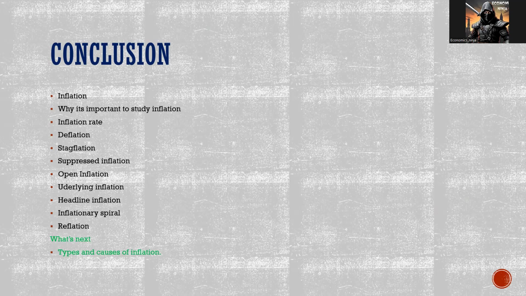Then inflationary spiral, we said this is a situation where prices are causing wages to go up, and then wages are causing prices to go up, and it goes on and on like that. Then reflation, we said this refers to deliberate policies that are implemented by the government to inflate the economy, to cause prices to go up, so that it can incentivize firms to invest.